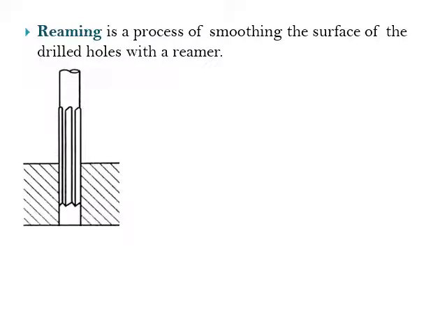This one is a workpiece. Very small amount of material is removed from inside that hole. That's why the process is smoothing the surface of the drill hole with the help of a reamer tool. That's all. So you can see this figure clearly this time. So this one is a reaming operation. Reaming is the process of smoothing the surface of drill holes with a reamer.